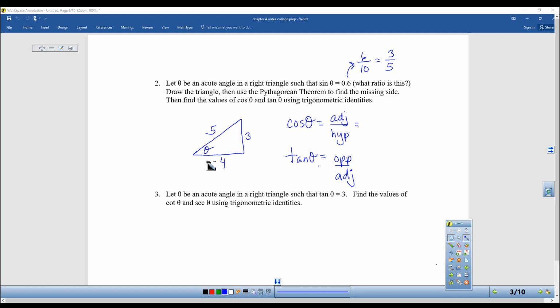So adjacent, so this is considered the adjacent side. It's practically touching the angle. It's right next to it, where this is opposite. So 4 over 5. And tangent is opposite over adjacent.